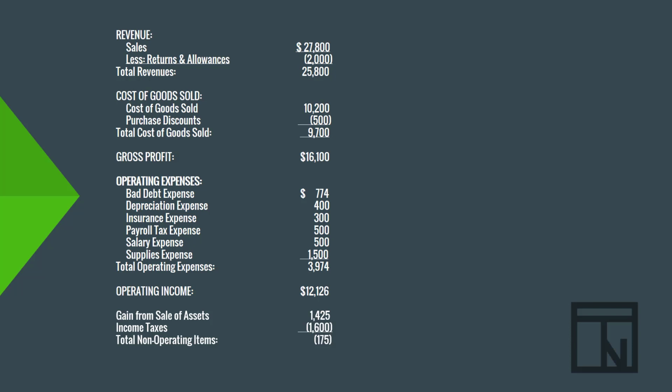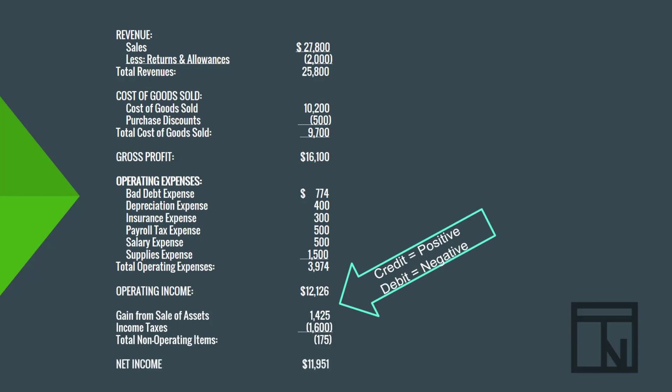Then after we've totaled our non-operating items, we can get our net income. Now, one thing I failed to mention, that's why I put the arrow in there. When you're listing your non-operating items, they could be positive or negative, and so we list those with signs. If the non-operating item is a credit balance, we list it as a positive number. If it's a debit balance, we list it as a negative number. So like our gain from a sale of an asset is positive, the income taxes we paid, that's a negative.